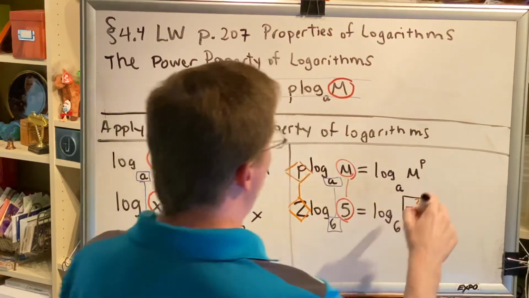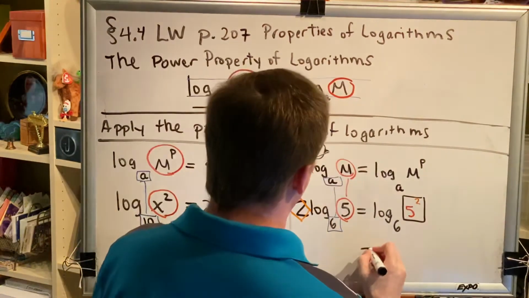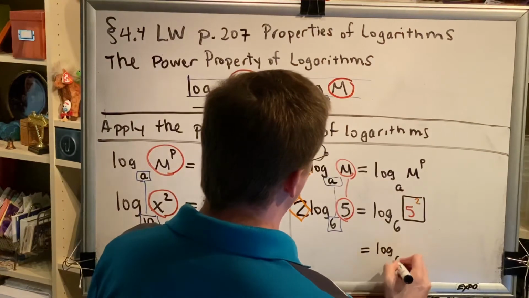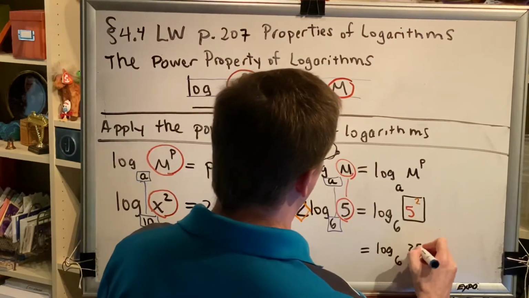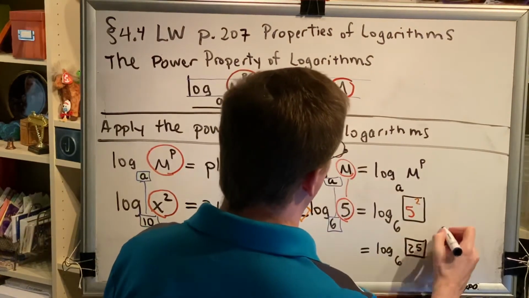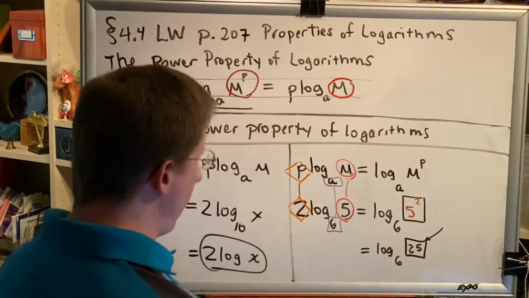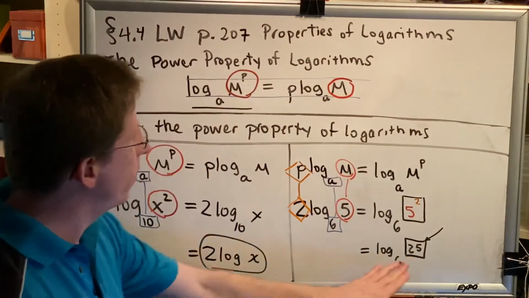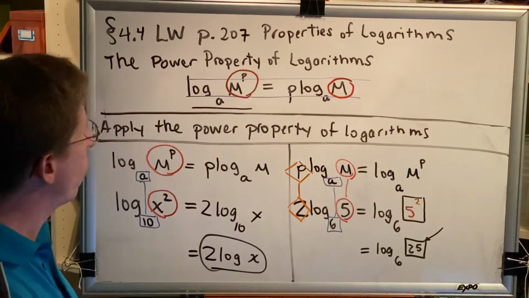Of course, 5 to the second power is 25, so I can write this as log base 6 of 25. And since the whole goal of this problem is to figure out what to put inside the question mark box, we're now done with this problem. We can say that it is 25.